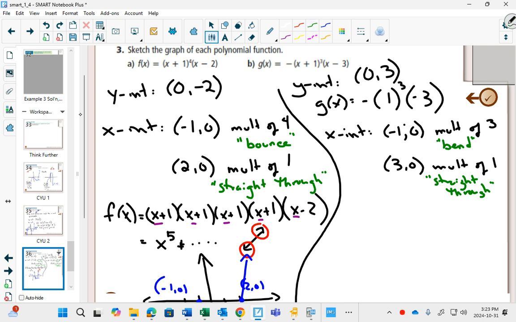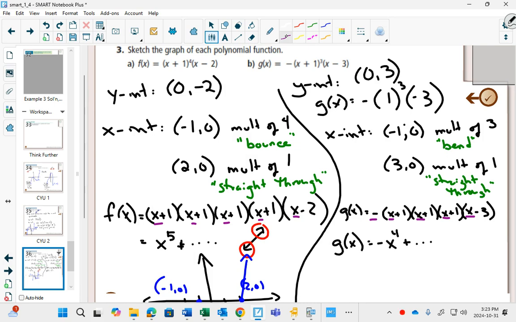And if we wrote it out, g of x is equal to -(x plus 1)(x plus 1)(x plus 1)(x minus 3). And I look at all my first terms. All those first terms are going to have an x to the 4, but then there's also a negative out in front. Does it make sense that this is going to make a negative x to the 4 graph? Which, as a parabola, there's our end behavior.